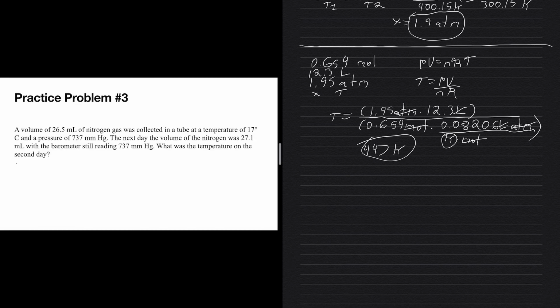Now we're going to jump on to practice problem number 3. And this problem says, a volume of 26.5 milliliters of nitrogen gas was collected in a tube at a temperature of 17 degrees Celsius and a pressure of 737 mmHg, so a different pressure than ATM. The next day, the volume of the nitrogen was 27.1 milliliters, with the barometer still reading 733 mmHg. So what was the temperature on the second day? So I'll give you a minute to think.